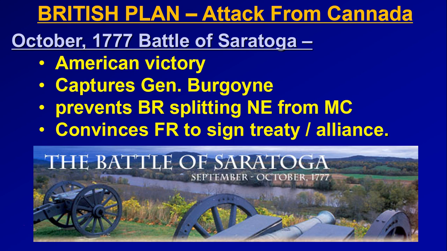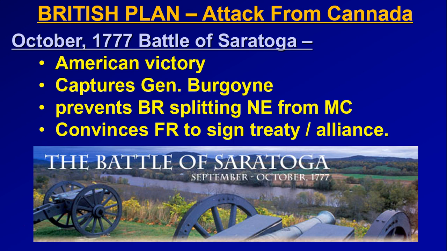October 1777, the Battle of Saratoga in upstate New York, up on the Hudson River, becomes an immense American victory. They capture a major general, General Burgoyne, of the British forces there, and what that victory and that battle did, lasting over several days, is that it prevented Britain from splitting the New England colonies from the middle colonies, and it sent a message to France that these colonists possibly could have some success.